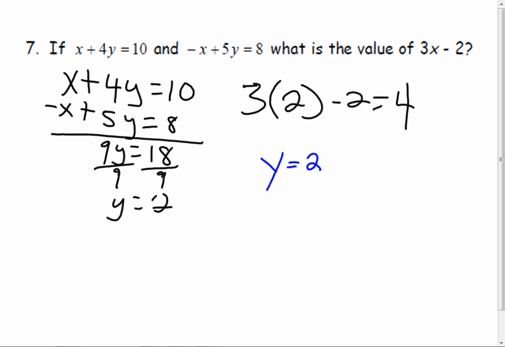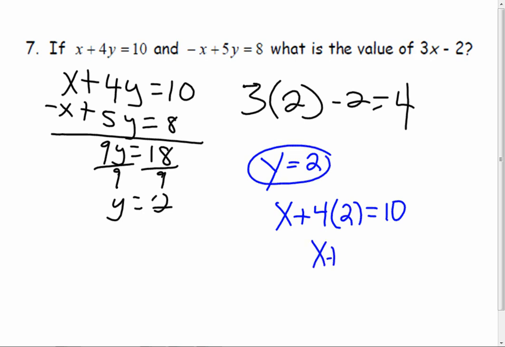Rusman, which one do you want to use, the first equation or the second to find x? First. So x plus 4y equals 10. What am I going to put in for y? No, what's y? You just told me here. It's 2. So x plus 4 times 2 is 8, so x equals 2. Guess what? You got lucky. x and y turned out to be the same. So he is right. It's not always going to work.